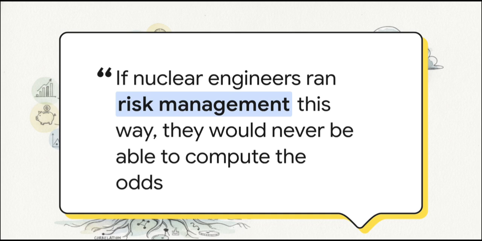Hubbard makes a great point. If nuclear engineers ran risk management this way, they would never be able to compute the odds of a meltdown until one had already happened multiple times. MPT assigns probabilities based entirely on the past, but it completely fails to model the underlying structural causes of why a sudden liquidity crisis or market crash might actually happen today.